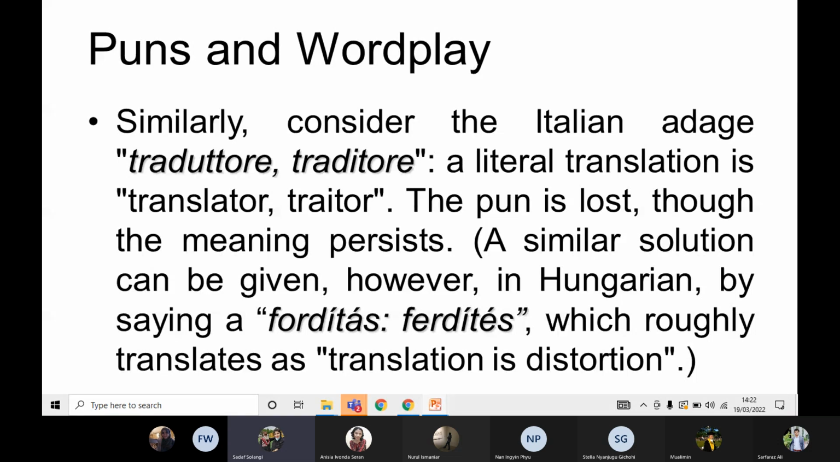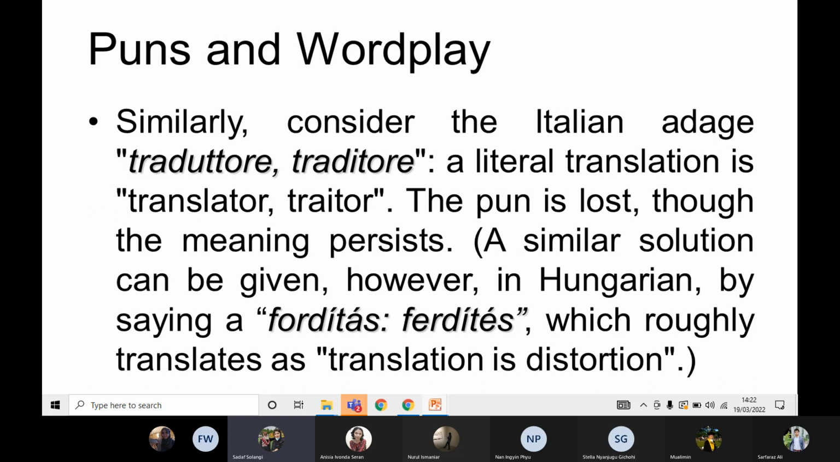Now we have two other terms: puns and wordplay. Similarly, consider the Italian words traduttore and traditore. A literal translation is "translator" and "traitor." The pun is lost, though the meaning persists. A similar solution can be given, however, in Hungarian, which roughly translates as "translation is distortion."